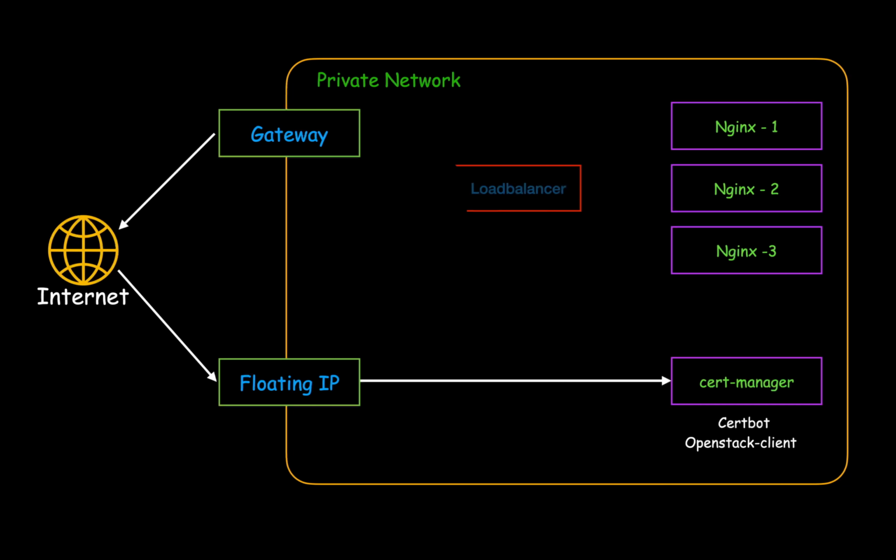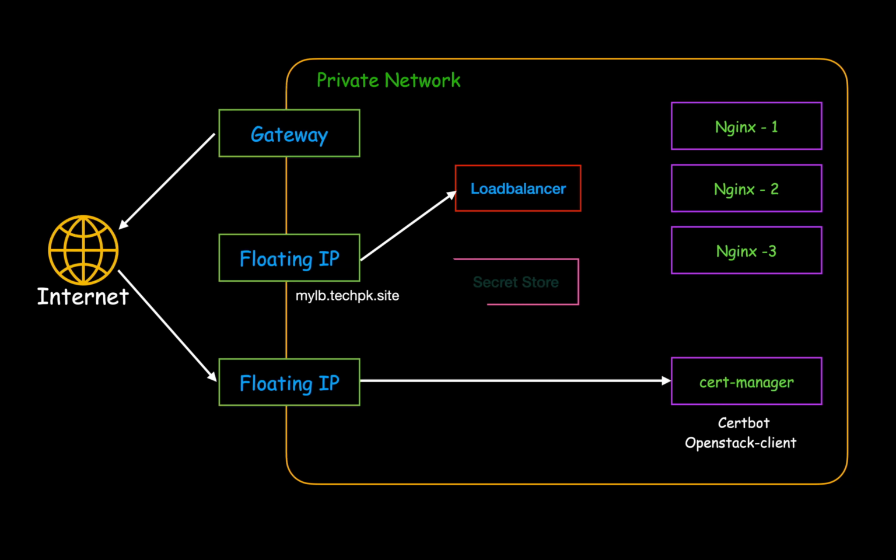After that, we will create a load balancer with a floating IP attachment. Then we will map a domain record for this floating IP. After that, we will create SSL certificates for this domain using Certbot. Then we will upload these certificates to OpenStack Secret Store provided by OVH Cloud using the OpenStack client installed on the Cert Manager instance. Next, we will configure the load balancer to collect the certificates from the OpenStack Secret Store.